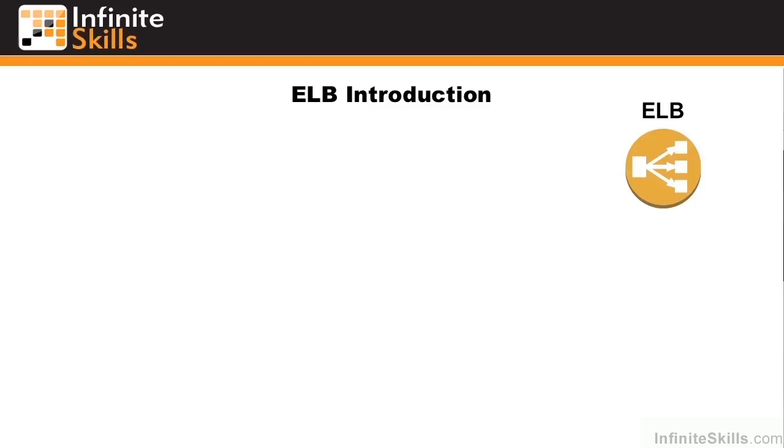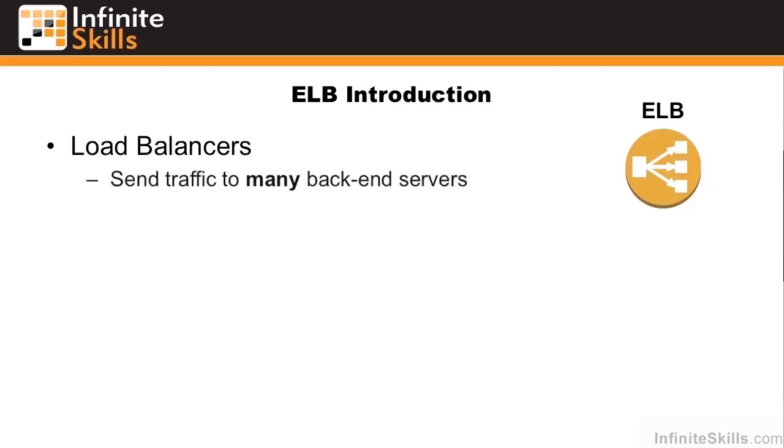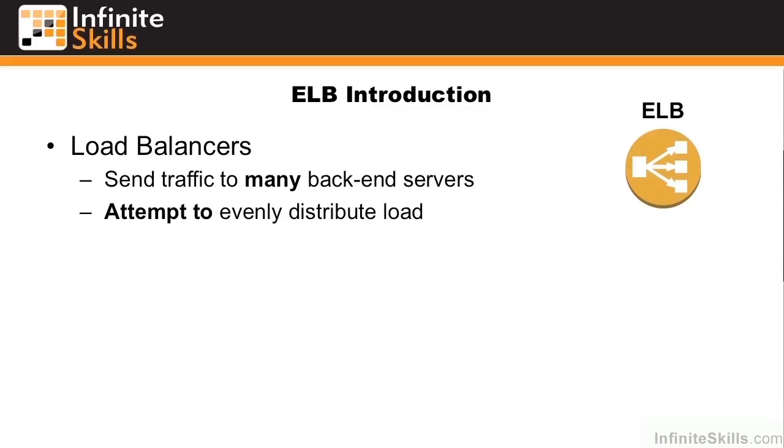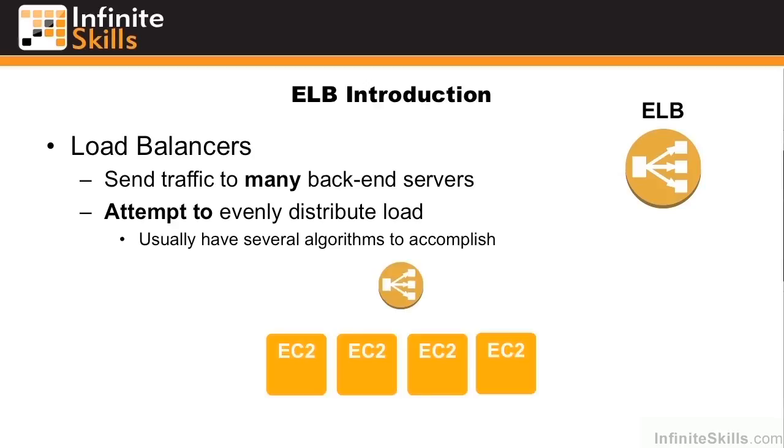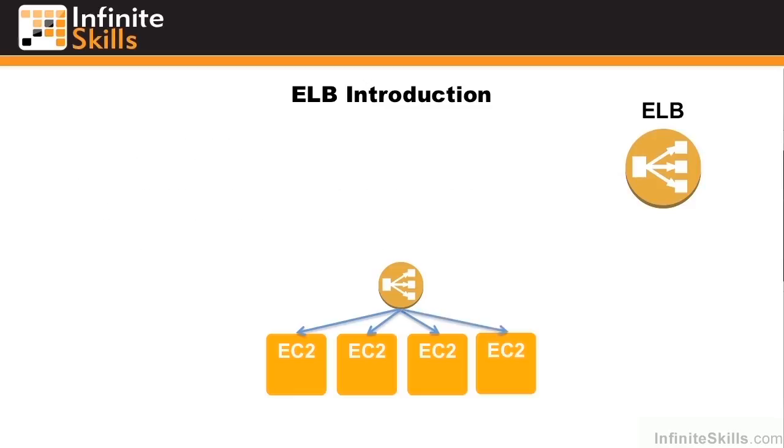In this lesson, we're going to investigate Elastic Load Balancers, Amazon's load balancing solution. Let's first look at load balancers in general. Their main purpose in life is to send traffic to many backend servers. They attempt to evenly distribute this load, usually using one of several different algorithms. Here we have a load balancer with several EC2 instances behind it. Traffic coming into that load balancer should be evenly distributed to each of the machines in the backend.